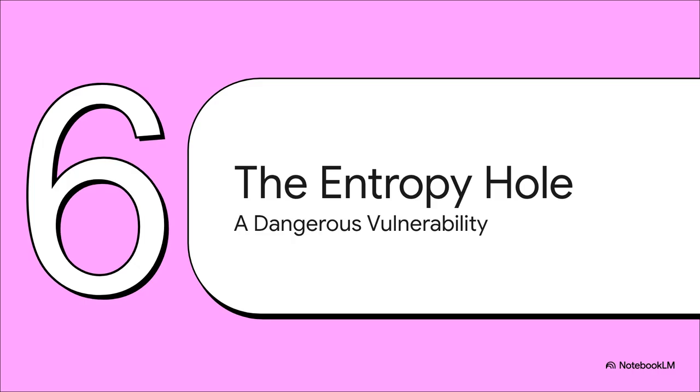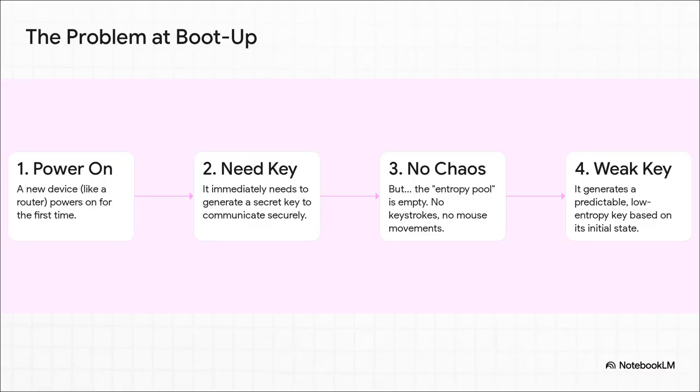But there's a catch. There's a critical moment in a device's life where this well of chaos can be bone dry, and that creates a really dangerous vulnerability known as the entropy hole. Okay, picture a brand new router fresh out of the box. You plug it in. The very first thing it has to do is generate a private key to secure itself. But think about it. What chaotic real-world events has it seen? Nothing. No one has typed on it, no mouse has moved, no network packets have arrived. Its entropy pool is completely empty.